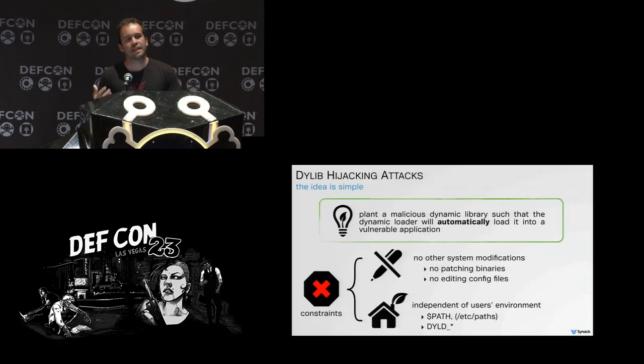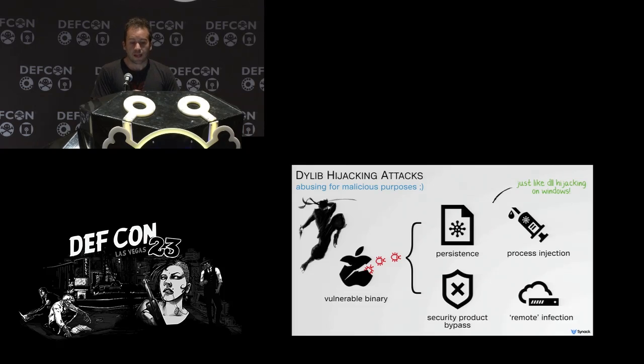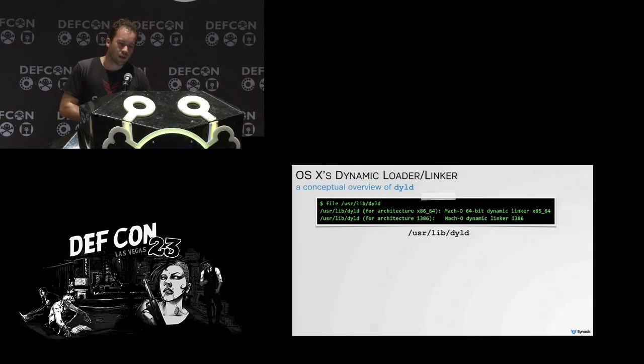Again, we also want it to be independent or global of the user's environment. So we're not going to modify any path variables or environment variables. If we could find such an attack on OS X that is simply dropping a dylib and getting it loaded by vulnerable applications, it would be quite powerful. And we'd be able to abuse it for attacks that were similar to DLL hijacking on Windows. So we could gain persistence, load time process injection, bypass security products, and maybe even open some avenues to facilitate remote infection. So on Windows, DLL hijacking was all about abusing logic in the loader.